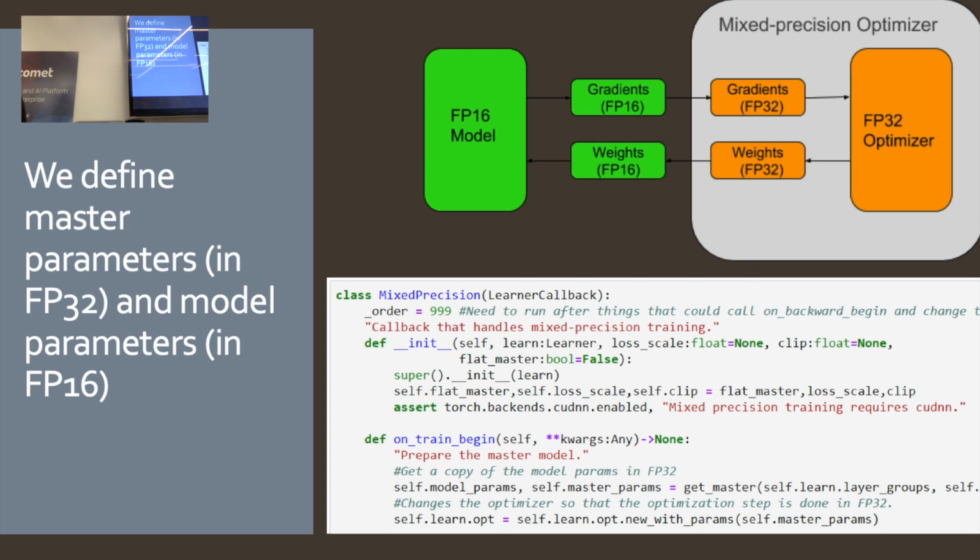So to do this, in our mixed precision callback, at the bottom, the first thing we do is we create two copies of the model. The first one in half precision for computing the outputs and the gradients, and the second one for the update in full precision. And the last line is to change the optimizer that's used during the training loop to use the optimizer that's going to use the model parameters in full precision.